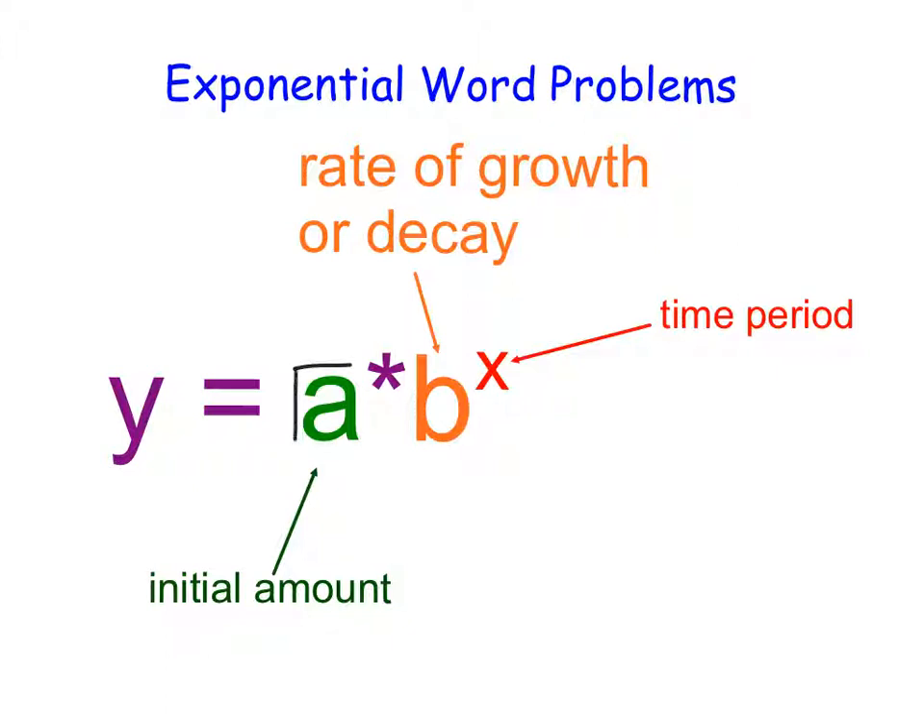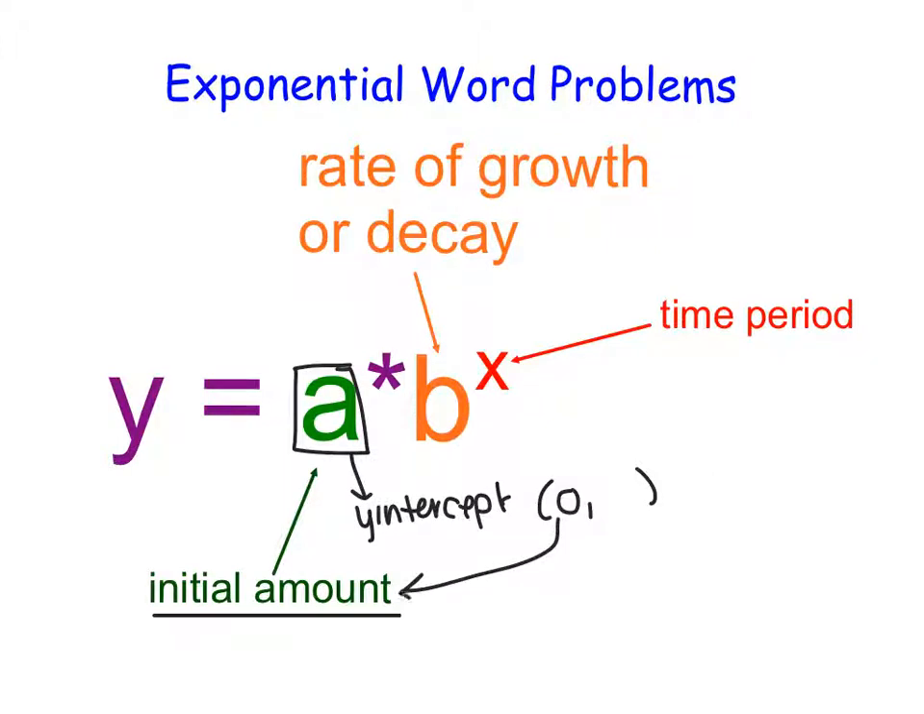So our a value is still going to be our y-intercept. That is still going to be what's happening when x is 0. But oftentimes we'll refer to this in a word problem to be the initial amount. What is happening when x is 0? So that's still going to be our a value.